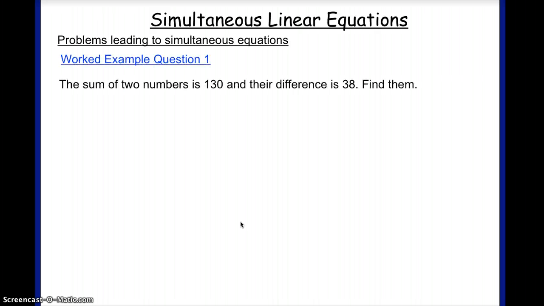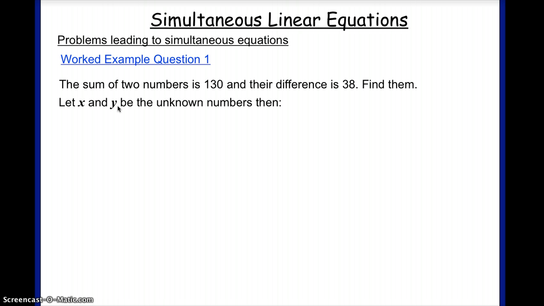First example is, you're given a word problem that says the sum of two numbers is 130 and their difference is 38. First, you have to look at some key words. One will be the word sum, and then the other word is difference. Then you need to assign variables for all your unknowns. In this case, you have two unknown numbers, so you have x and y. And you can assign any variable or any letter that you want.